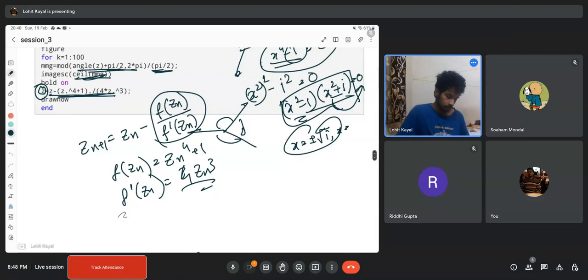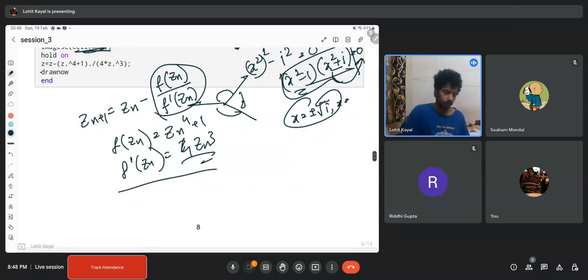Okay, so here I am using this and updating the value at each step. Just one second. Let me also find the analytical solution of this: z to the power 4 plus 1 equals 0. Just a second.